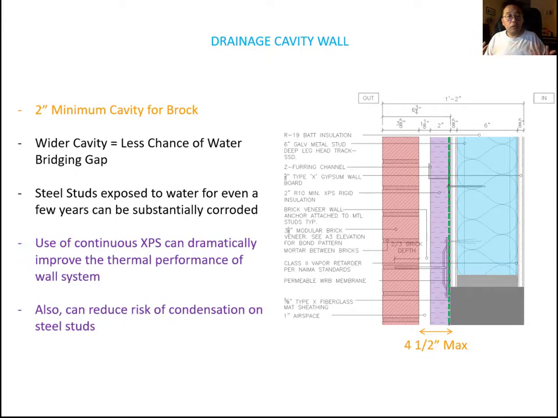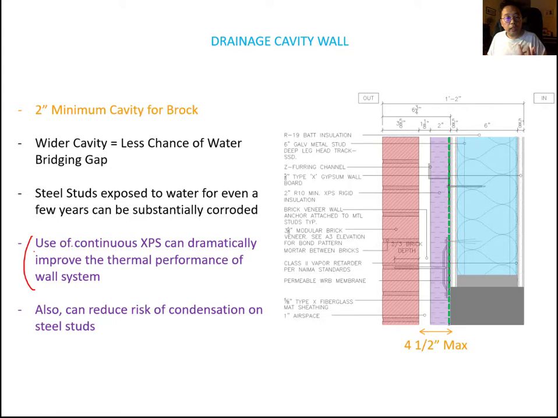So also we talk about the cavity. 2 inches is the minimum cavity for the block, but you also have to know about the maximum distance. You have to keep to a 4.5 inch maximum cavity space between the brick veneer and cover board. And then I just ask you to recommend adding the rigid insulation here. We talk about the insulation later in the module.